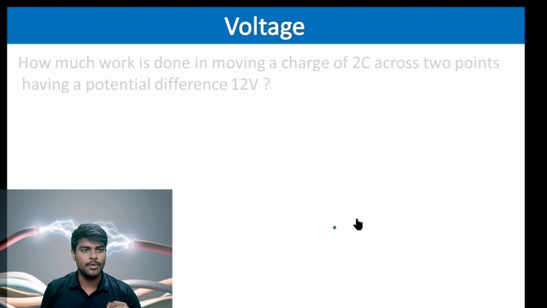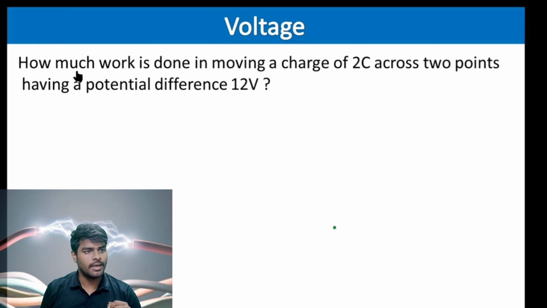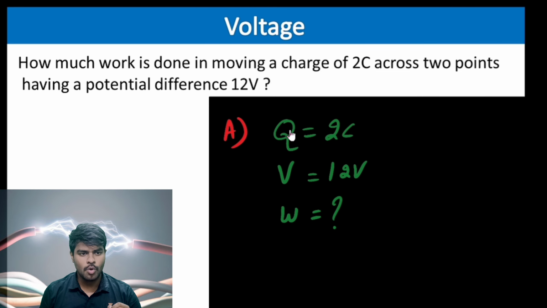Now it's time to do a numerical problem. How much work is done in moving a charge of 2 coulomb across 2 points having a potential difference of 12 volt? We have to calculate the work done. We have charge and we have volt. So Q is equal to 2 coulomb, voltage is equal to 12 volt.